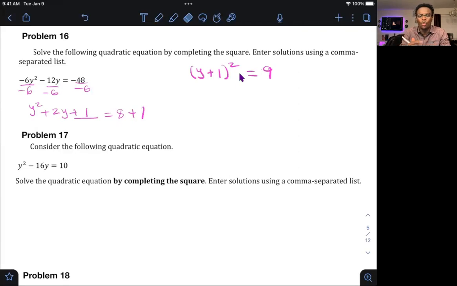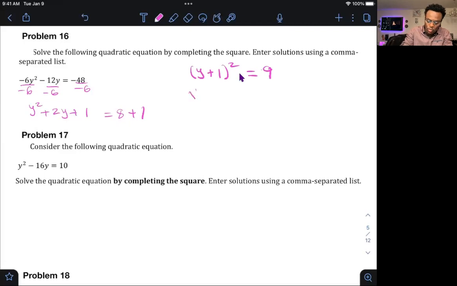Again, how you form your perfect square: square root of the first term, put it there. This sign, put it there. And then the square root of the last term, put it there. And the square is on the outside of the entire binomial that you find by doing this process. So then you have your expression in this form.